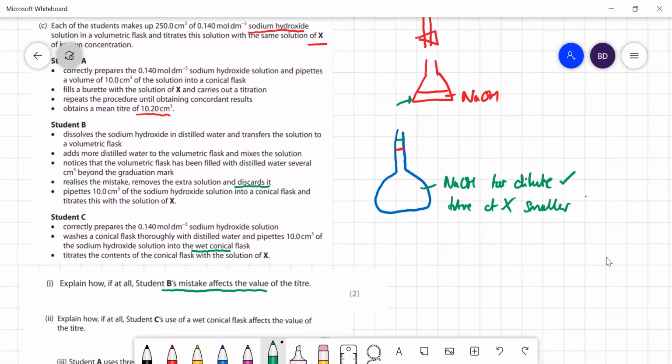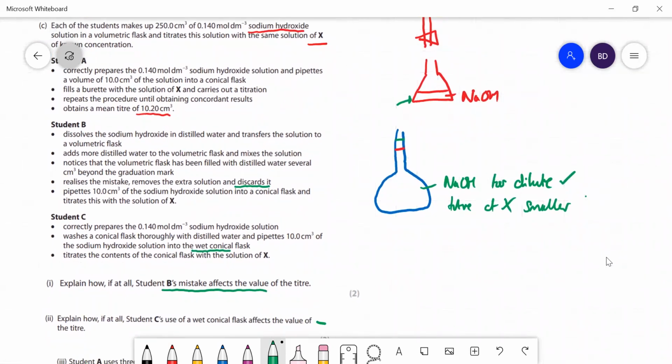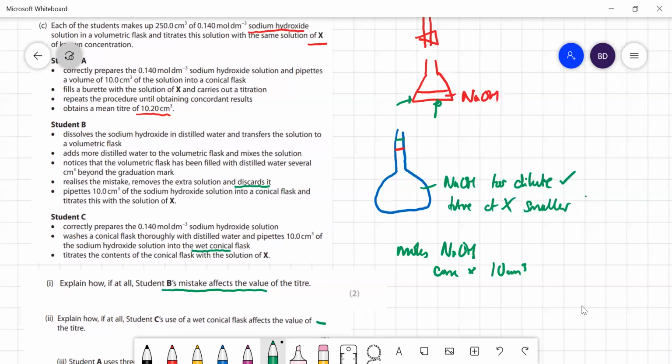And now the next question, explain how student C's use of a wet conical flask affects the value of the titer. It won't affect it at all because it's the moles of NaOH that he's added to this conical flask that are important. And the moles of NaOH depend on the concentration of the NaOH he's added, which is correct, and the volume, which is 10 centimeters cubed. So having water in there doesn't change the number of moles of sodium hydroxide, so it will still be the same number of moles of the acid to neutralize it. So the titer will be absolutely fine.